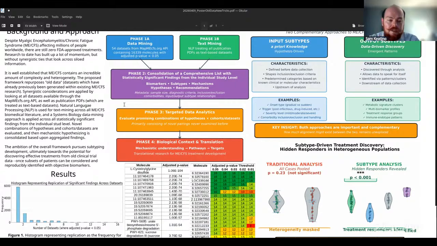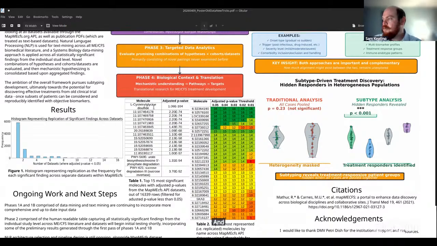And even just on the statistical level, we might see findings that carry a very strong value like this 10 to the minus 104 adjusted p-value. But what does it mean? How important is it? How true or accurate is it? And this specifically in table 1, the number 1 hit, this L-cysteinoglycine disulfide.